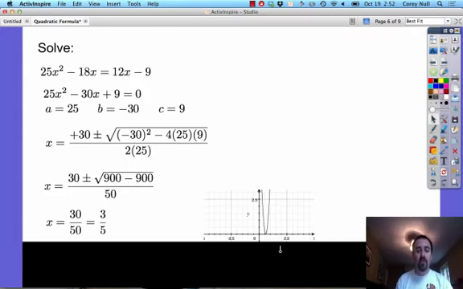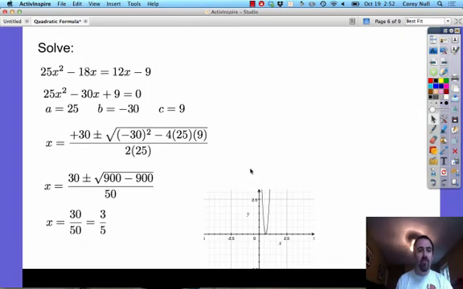x equals 3/5. And here's the graph of 25x squared minus 30x plus 9 equals 0. So it says, where does this equal 0? That's what we just solved. Well, it only touches the x-axis one time. Comes down, boom, and goes right back up. Okay, so I only have one x-intercept.